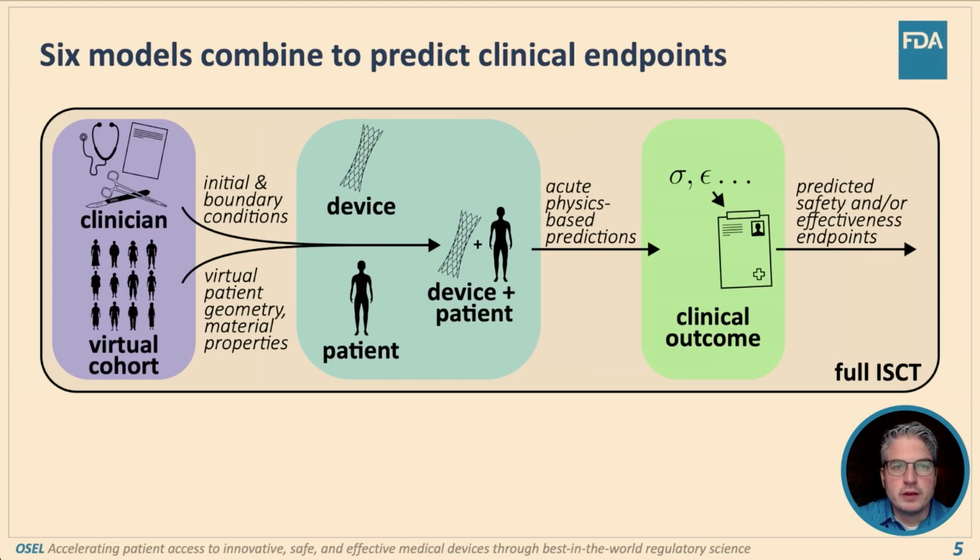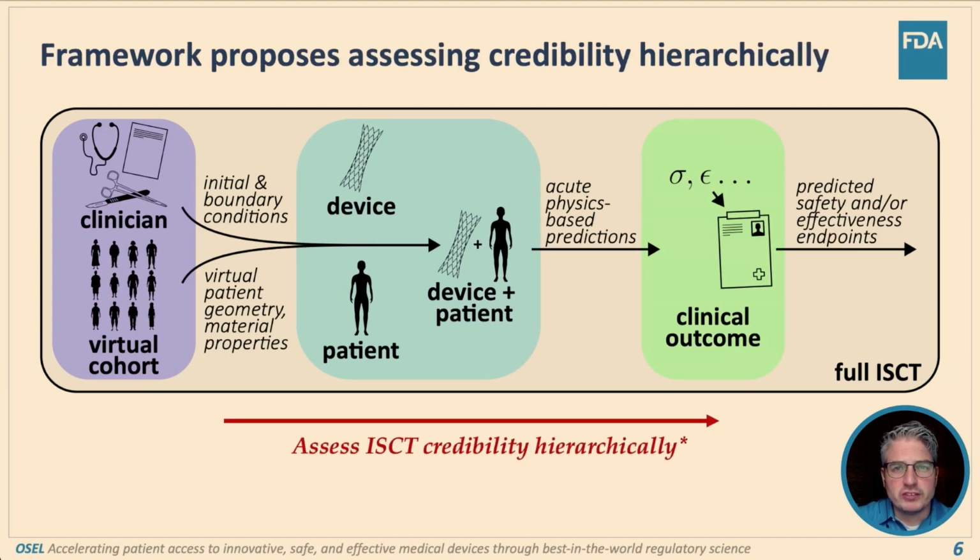Note the framework proposes assessing credibility hierarchically, step by step, largely inspired by best practices in other documents such as ASME V&V 10. By assessing the credibility of each submodel in isolation, we can identify errors that might otherwise propagate and corrupt the in silico clinical trial predictions, and thereby help ensure that the overall in silico clinical trial model predicts the right answers for the right reasons.